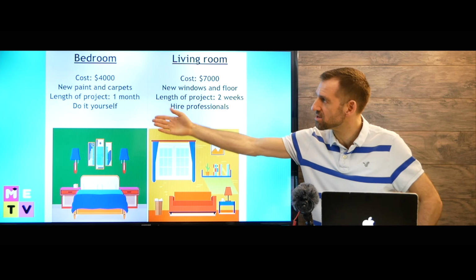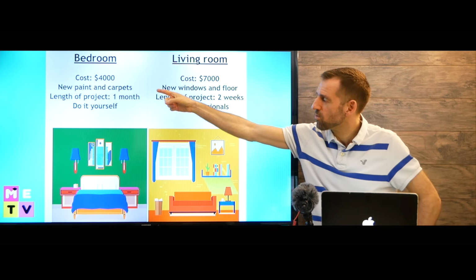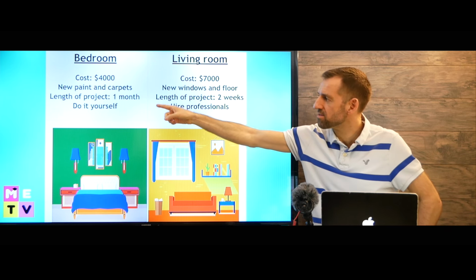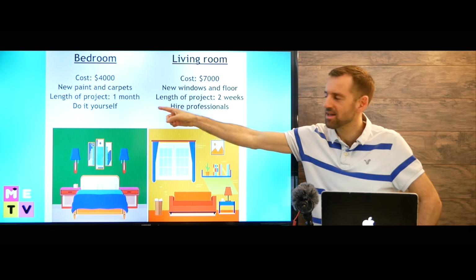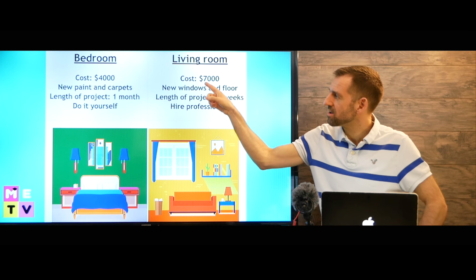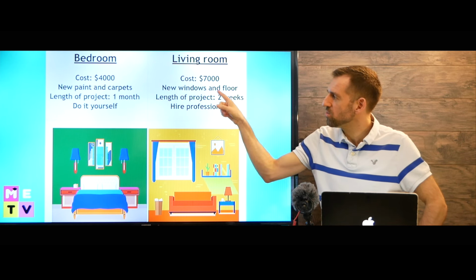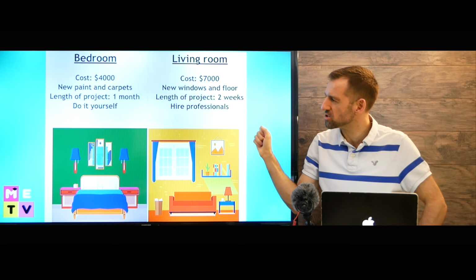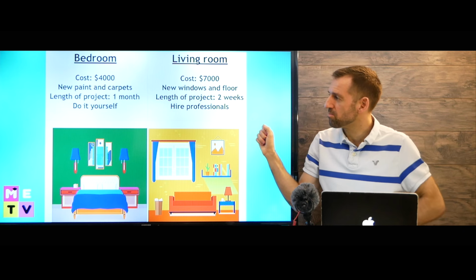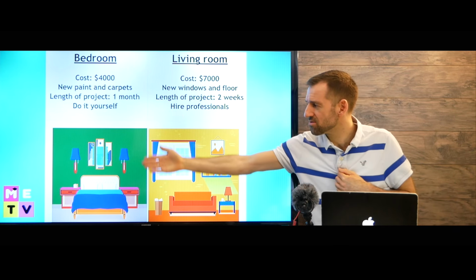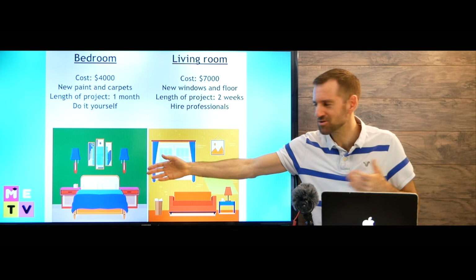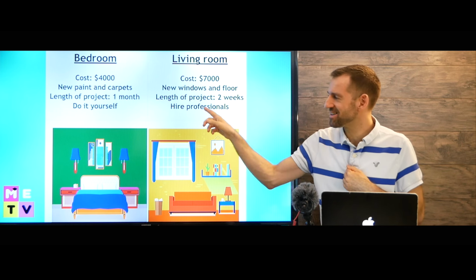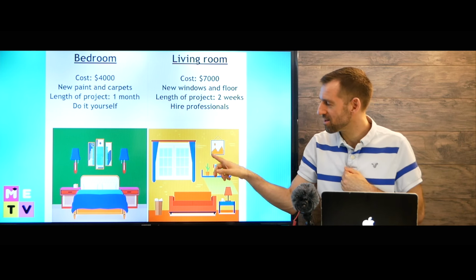Okay, so let's look at our options. The first one is bedroom, cost $4,000, new paint and carpets, length of project 1 month, and you do it yourself. Okay, this one is the living room, cost $7,000, new windows and floor, length of project 2 weeks, and you hire professionals. Okay, well, personally, I don't know how to fix a house myself or how to renovate a room in the house myself. So I think this one is going to be better for me, hire professionals. So I'm going to choose this one.